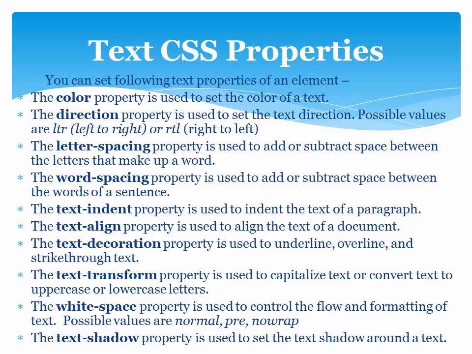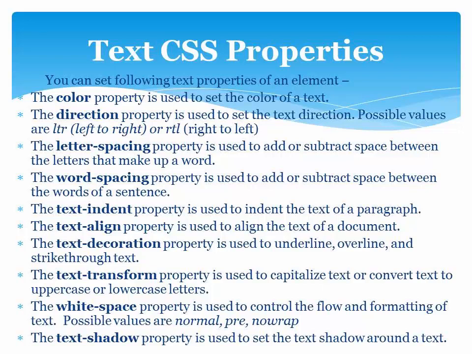The white space property is used to control the flow and format of text. Possible values are normal, pre, nowrap. These are a few possible values for white space. The text shadow property is used to set a shadow around the text. As we saw, there are very limited properties available in HTML, so text shadow, white space and transformation are properties that are used. By using these we can also format our text.